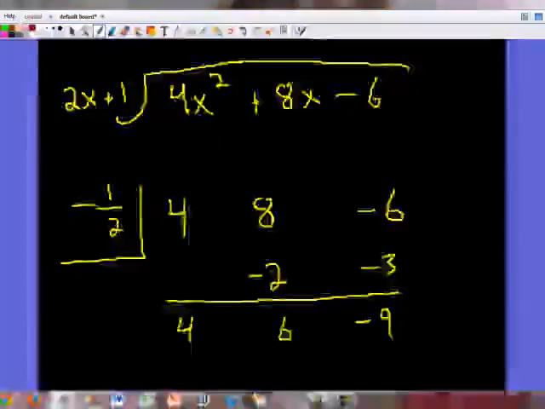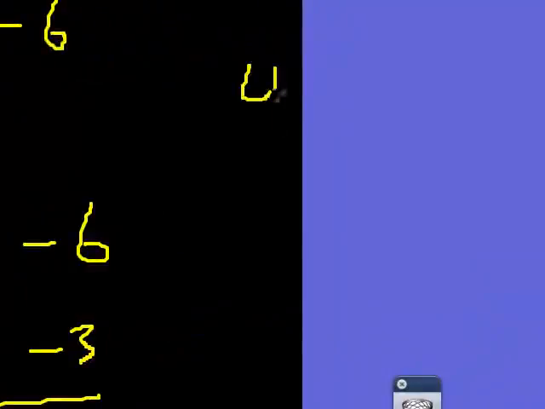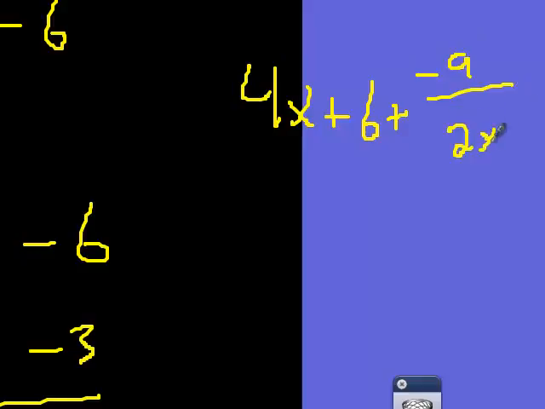Started with x squared, so we're going to have 4x plus 6 plus -9 all over 2x plus 1 as our answer. Wasn't that fun? No? Yeah, I didn't think so. Just thought I'd give it a try.